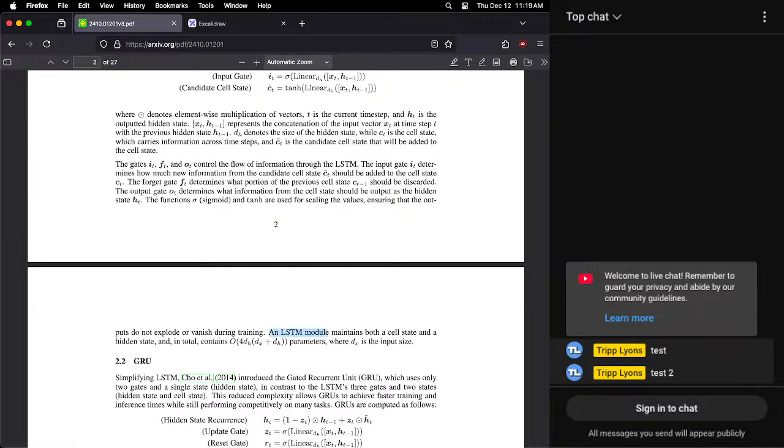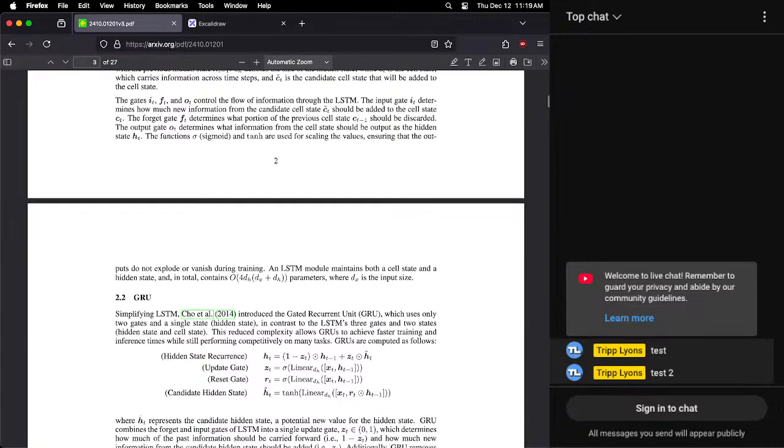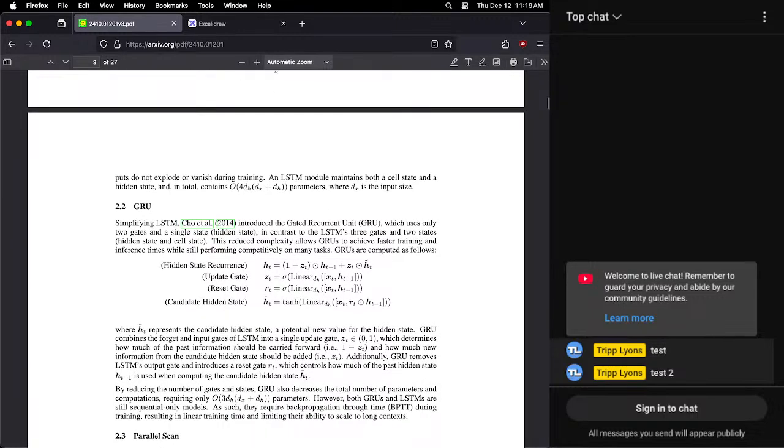An LSTM module maintains both the cell state and a hidden state, and in total contains this number of parameters, based on the hidden size and the input size. Okay. GRU simplifies the LSTM. They introduced the gated recurrent unit, which uses only 2 gates and a single hidden state. This is a simplification that has performed better.